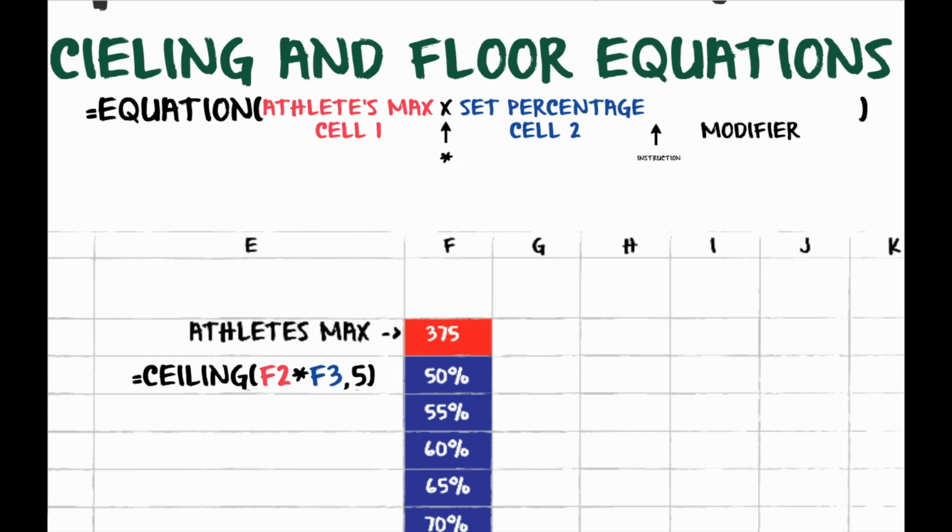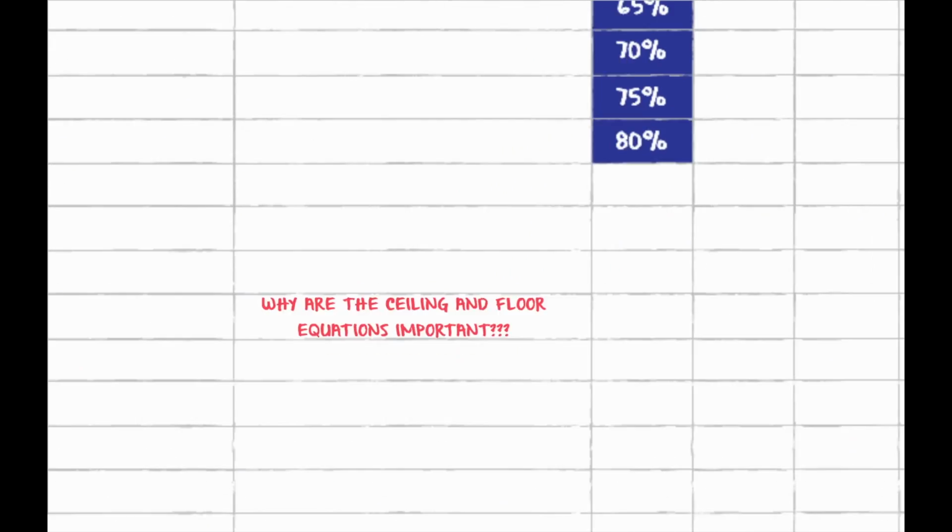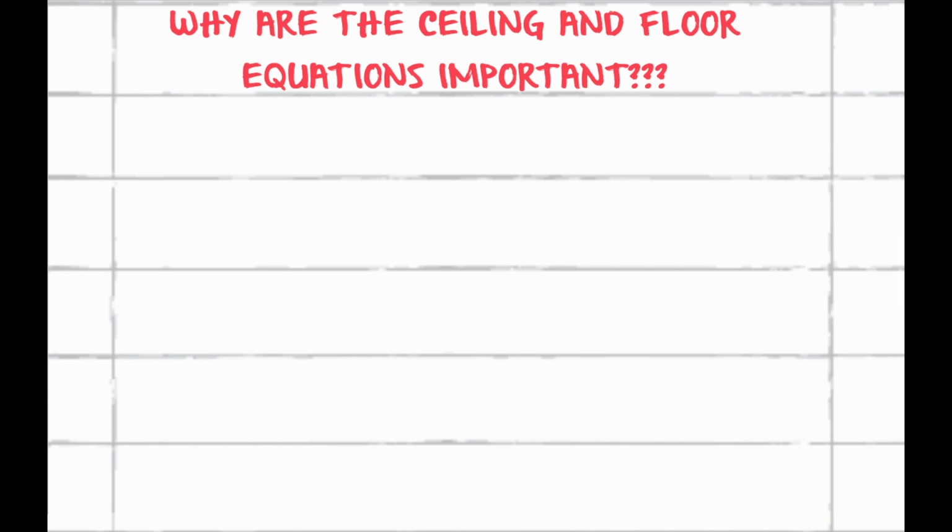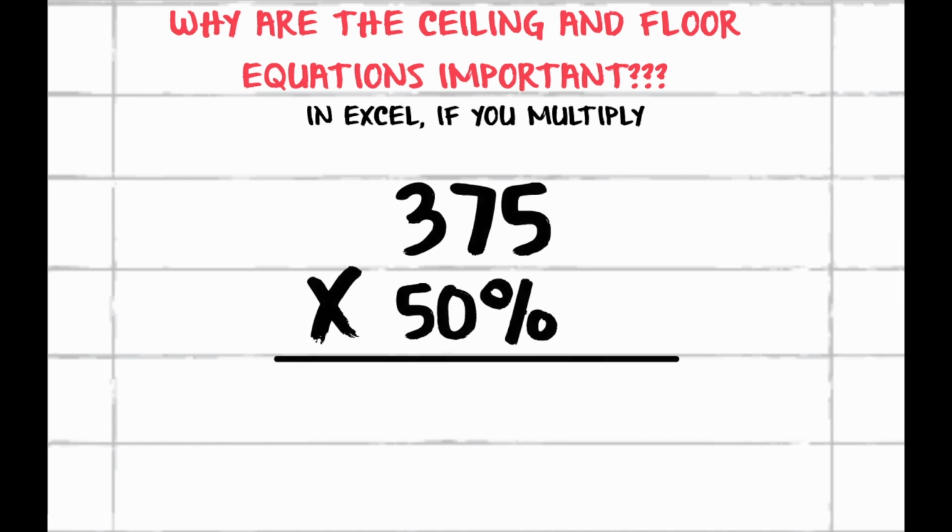Now, after the multiplication equation, we must enter a comma, which functions as an instruction to Excel to let the program know how to round the number. For the purpose of today, we want to round to the nearest 5-pound increment. You may ask, why are ceiling and floor equations so important? Because in Excel, when you multiply the max times the set percentage, we get the literal mathematical expression, which in this case comes out to be 187.5.